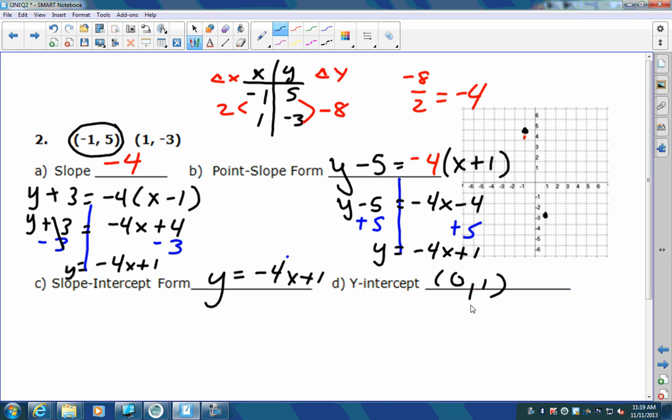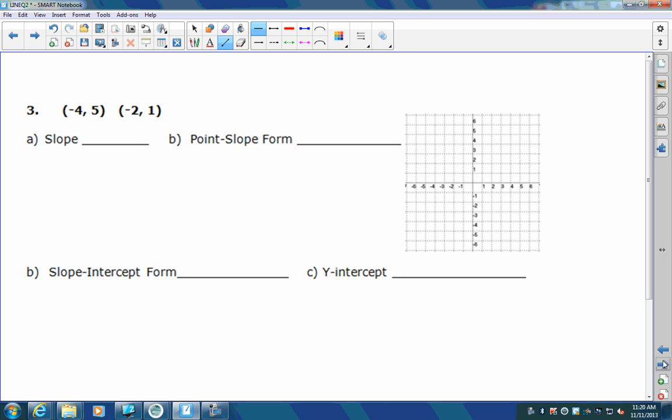The y-intercept is 0, 1. So I can plot that y-intercept, 0, 1. I have those 3 points. Voila, there's my line. Next one. Here are my points. Okay, you should take a minute and try and answer these questions.